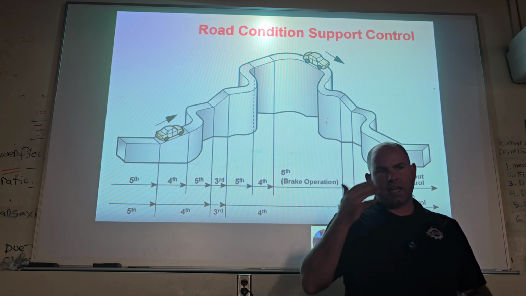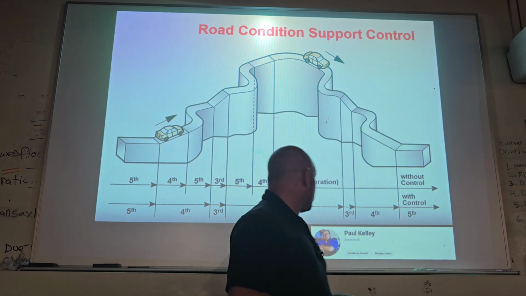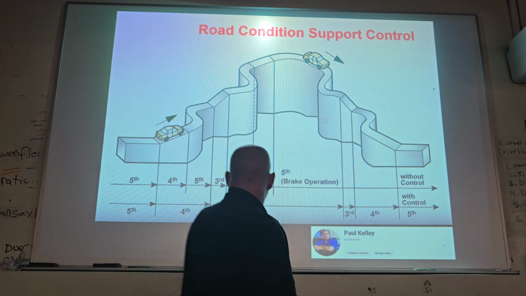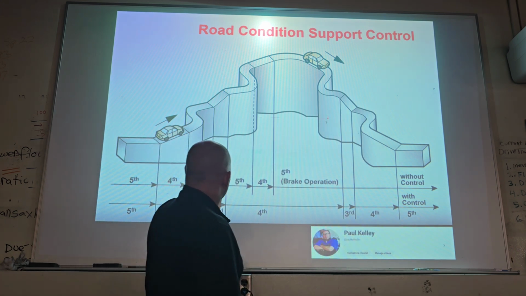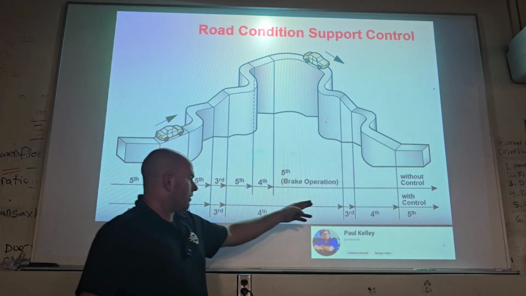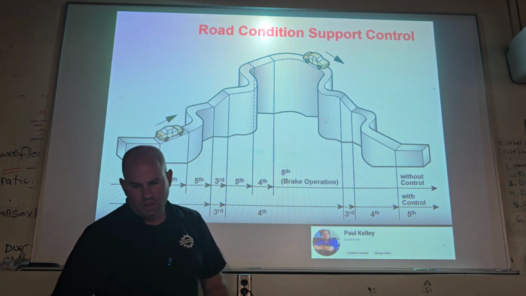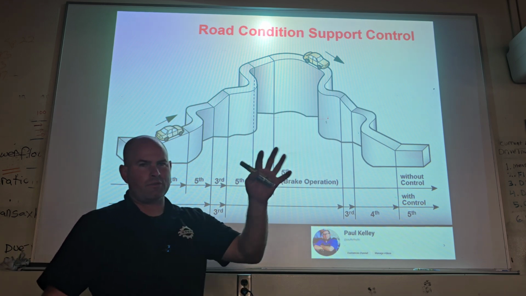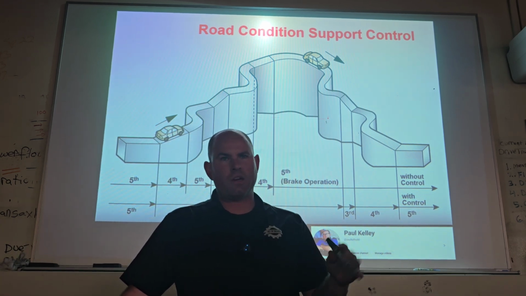Kind of make sense? It's actually better for your transmission if you did this lower one. Fifth, fourth, third, fourth, third, fourth, fifth is better than fifth, fourth, fifth, third, fifth, fourth, fifth. Make sense? And then third, fourth, fifth. Cool? That's just kind of one of the little bonuses for why those manual things are there.